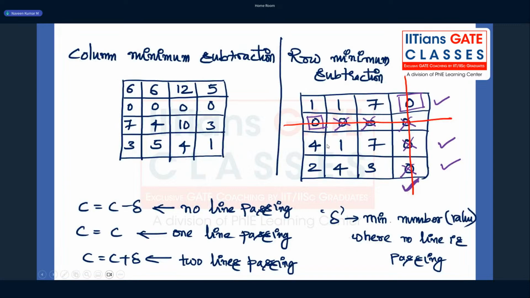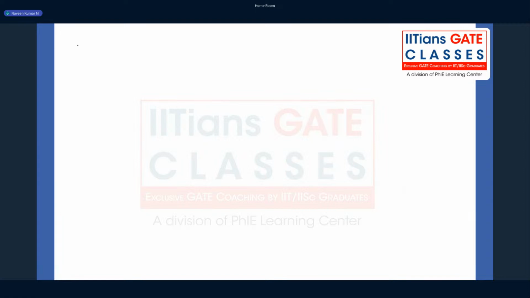So 1, 1, 7, 4, 1, 7, 2, 4, 7. These are where no line is passing, right? So 1 is it. So the delta value is 1 here. So let's take delta equal to 1 and update the matrix. For the updation of the matrix, again we have to draw the 4 cross 4.